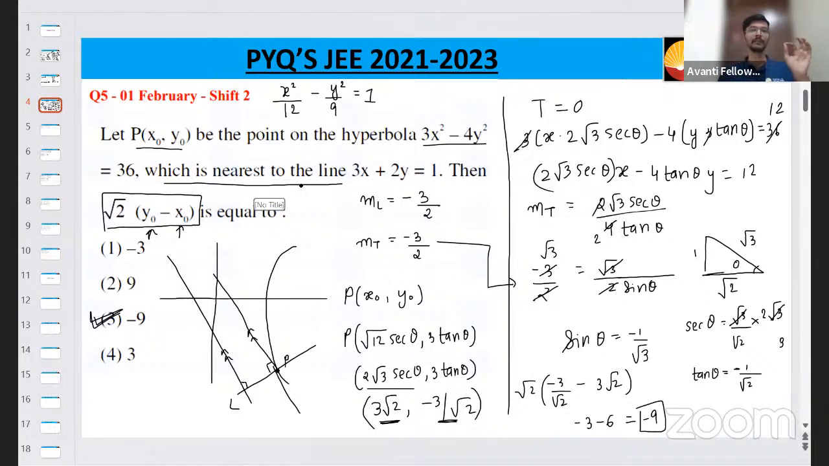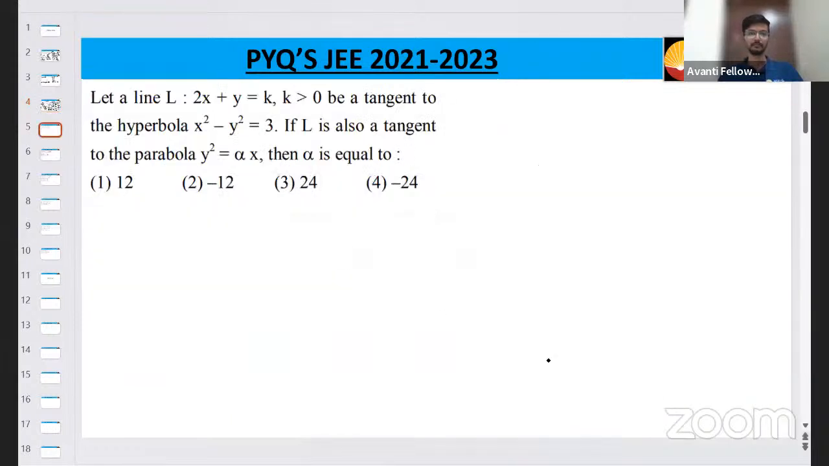Please remember this. Nearest to the line means the shortest distance, and shortest distance is always along the common normal. So the common normal of the line is the perpendicular line, and the common normal of the hyperbola at point P will be perpendicular to the tangent. That means this tangent line T and the line L will be parallel. Let's see the next question.